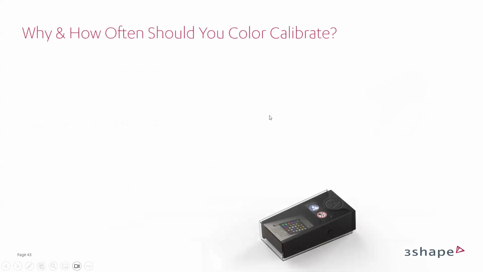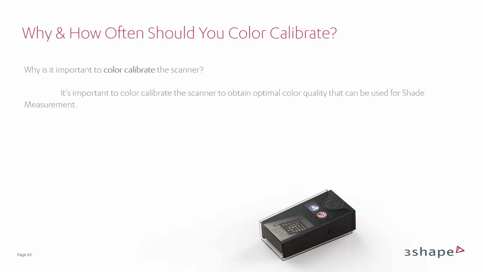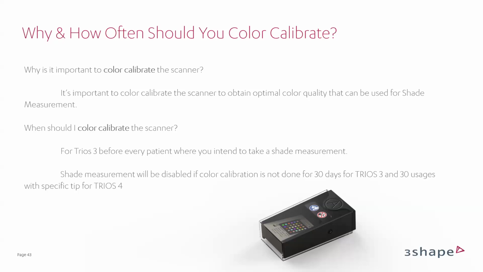Why should we proceed with the color calibration and why is it important for the scanner? Because it helps obtain the optimal color quality that can be used for the shade measurement option. When should we do it? For Trios 3, before every patient where you need to take a shade measurement. On the Trios 4 scanner, the shade measurement option will be disabled if color calibration is not done for 30 days for Trios 3, and for 30 usages specifically for Trios 4 scanners. So it's a crucial and important part of scanner usage.